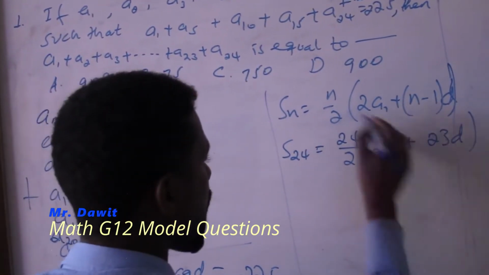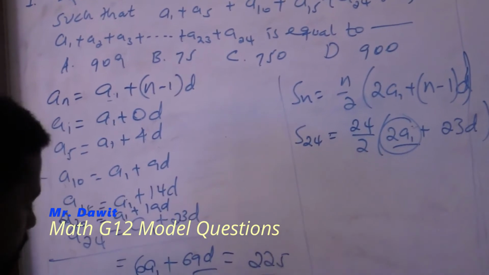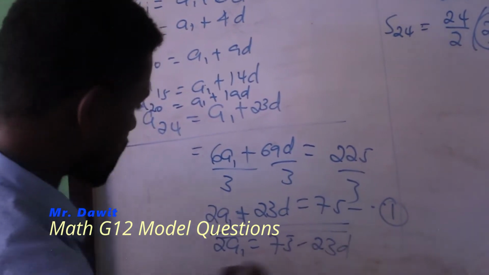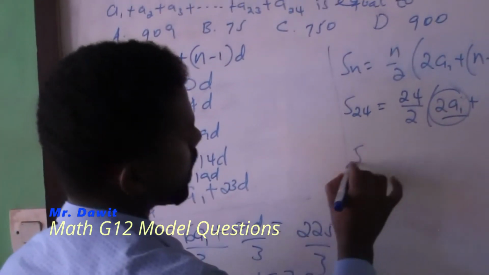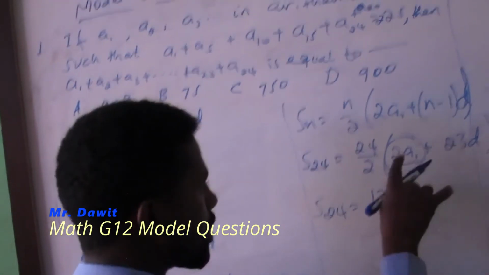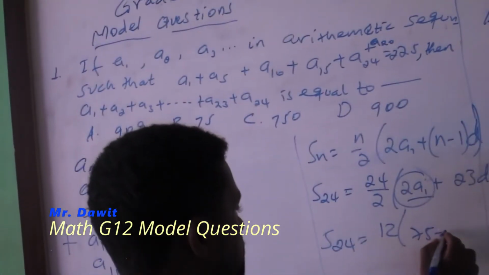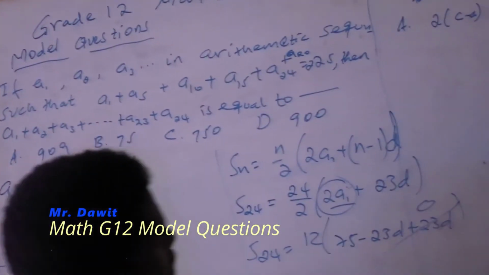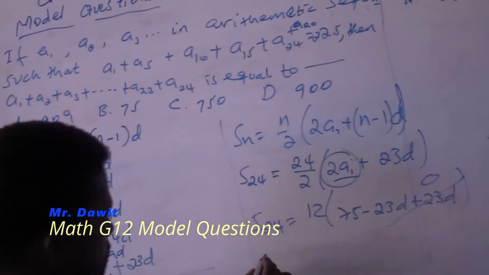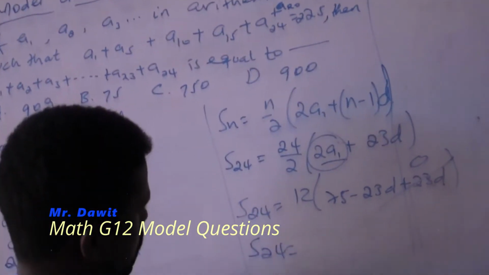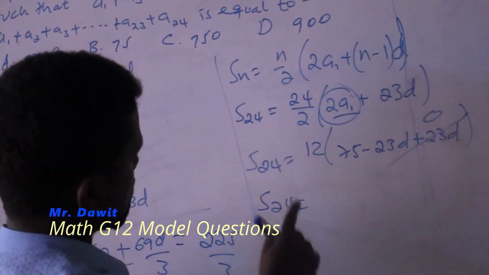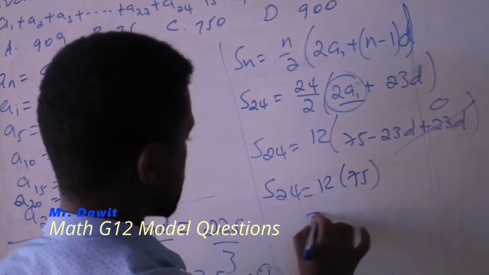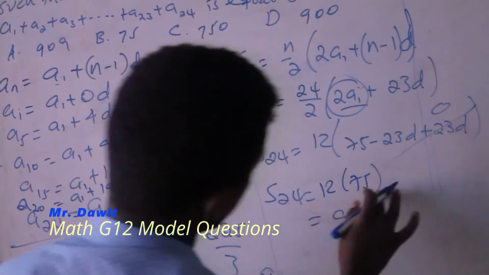Now 2A1 is equal to 75 minus 23D, right? So we can substitute this equation into this one. That is S24 is equal to 12 times 75 minus 23D plus 23D. Now this becomes 0, because they are opposite. Therefore, the sum of the 24 terms of the arithmetic sequence gives 12 times 75, which is equivalent to 900.